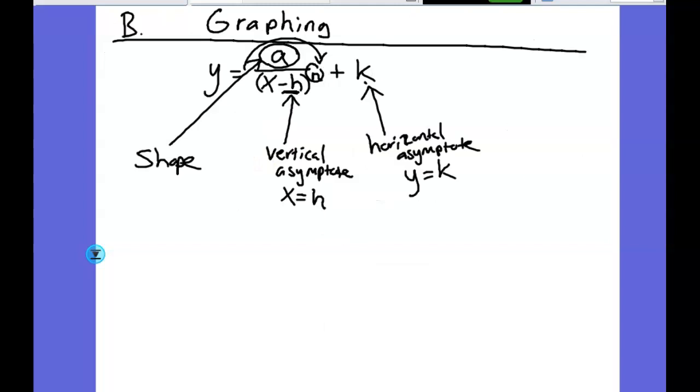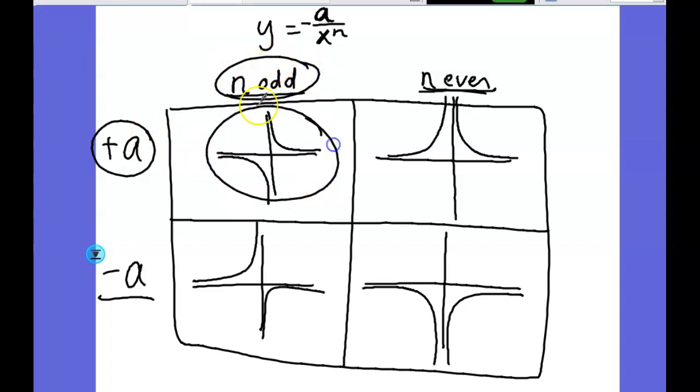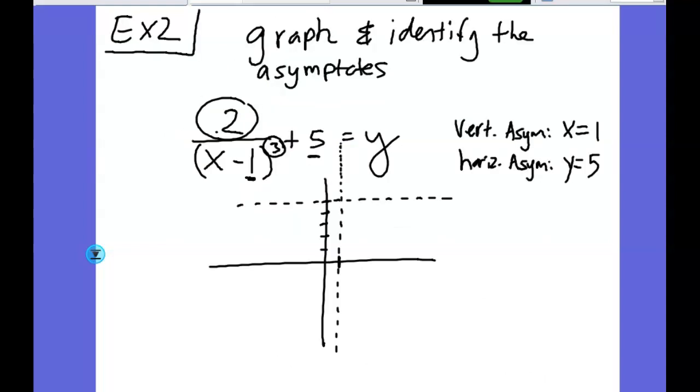So I'm going to go back to my chart here. When I have a positive A and an odd power, my graph will look like this, where these lines are the asymptotes, right? So let's go back to our picture. Here's my asymptote. So I'm going to draw that shape so it hugs up against those asymptotes just like that. And so that's what that graph would look like. Let's do another one.